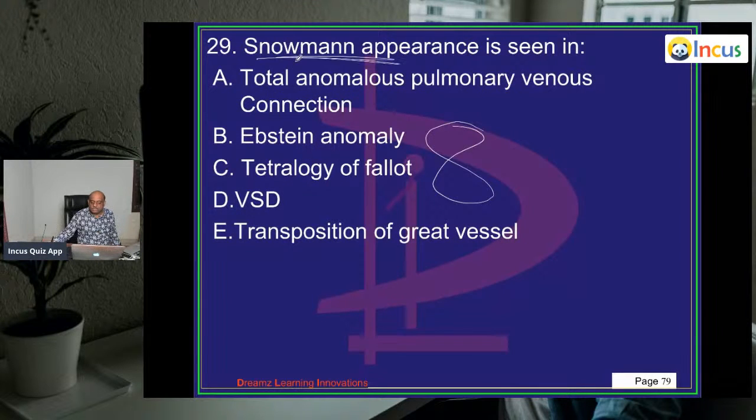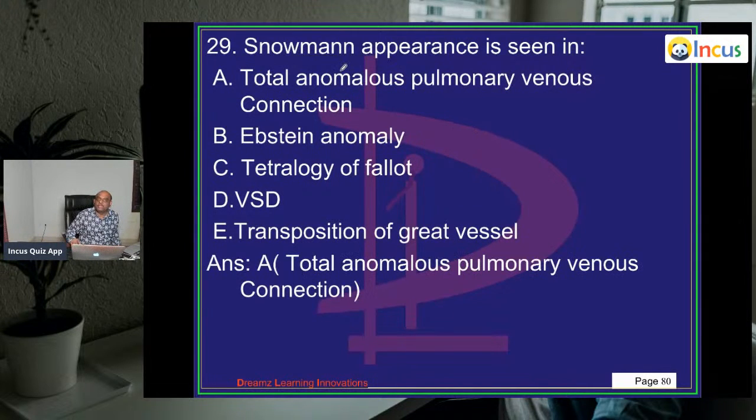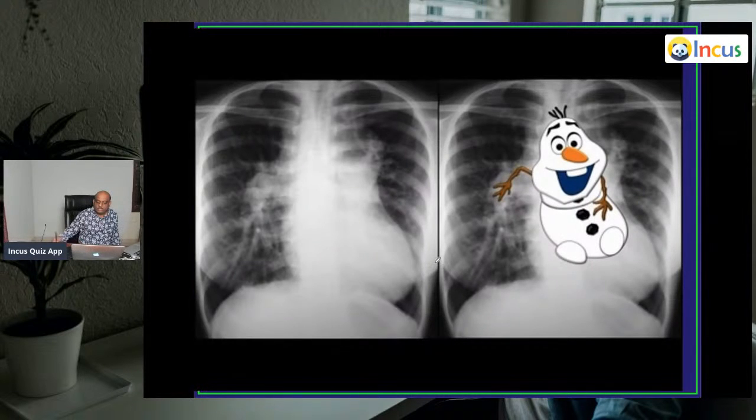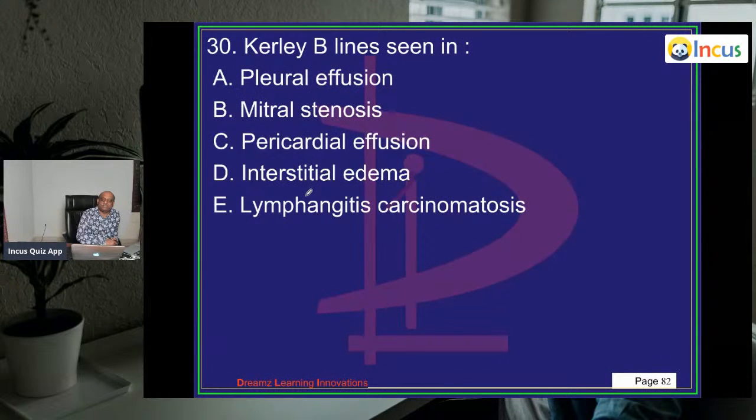Snowman appearance, where do we see? Whenever there is total anomalous pulmonary venous connection, the pulmonary vein, instead of draining into the left atrium, will be draining into the right atrium, and because of that there is a figure of 8 appearance, otherwise called snowman appearance, is what you need to remember.